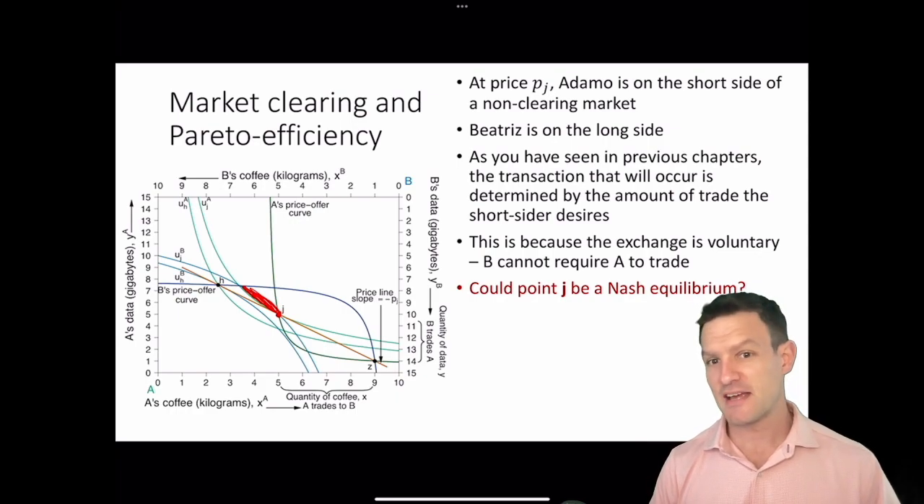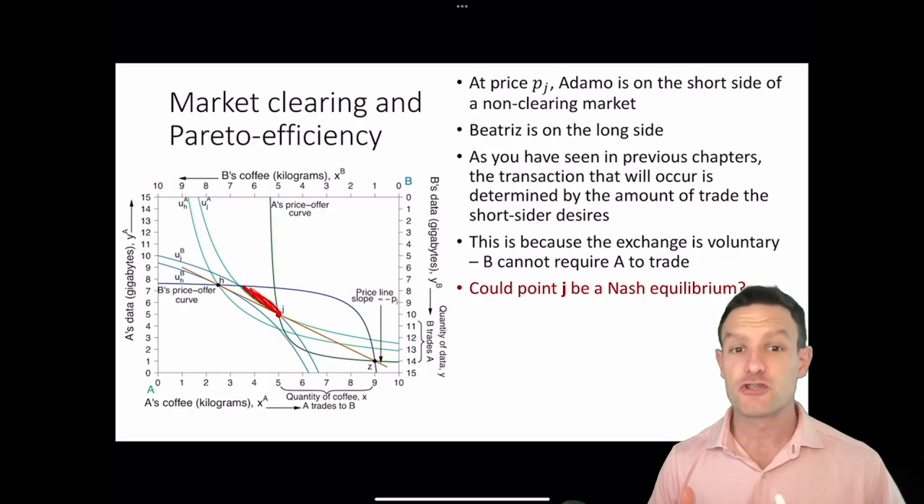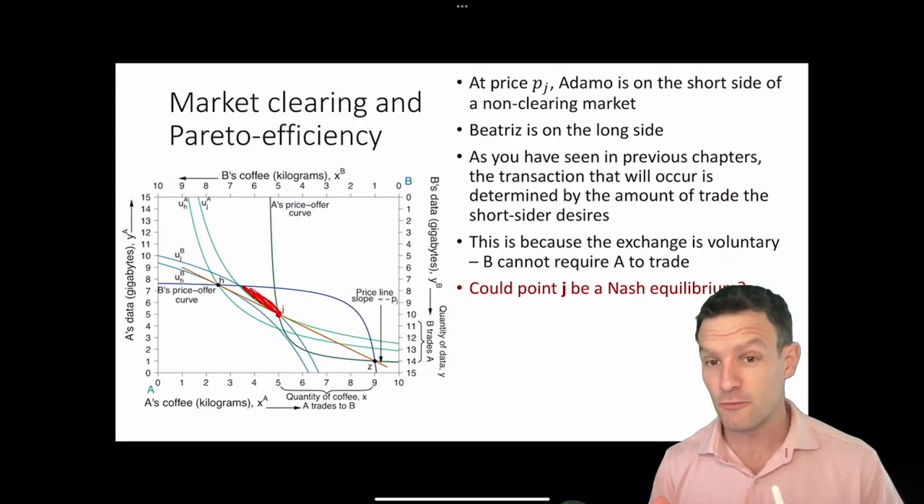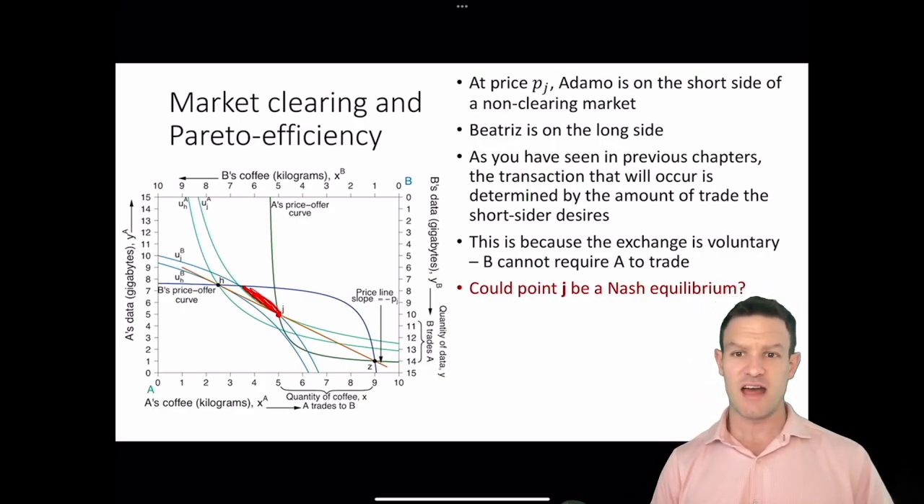Now what we're going to be doing in the next video is thinking about what the trades are that are Pareto efficient and which are ones that clear the market.